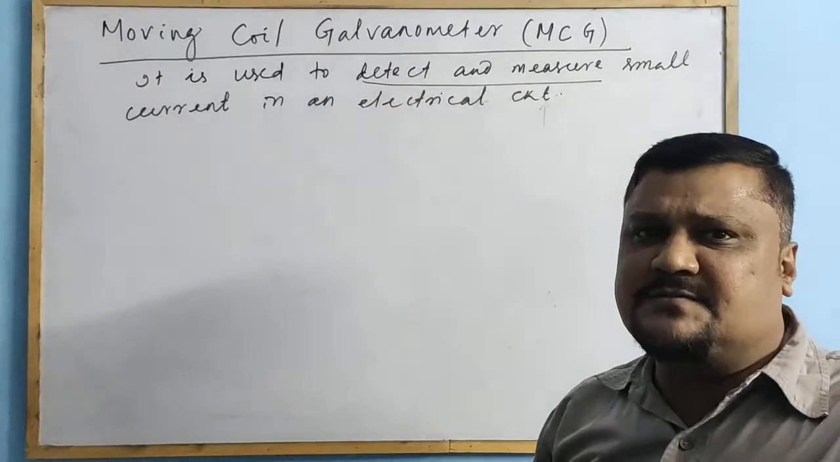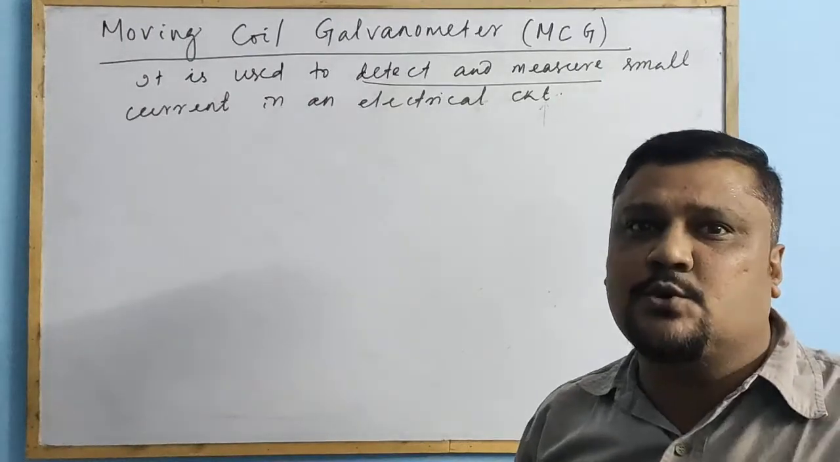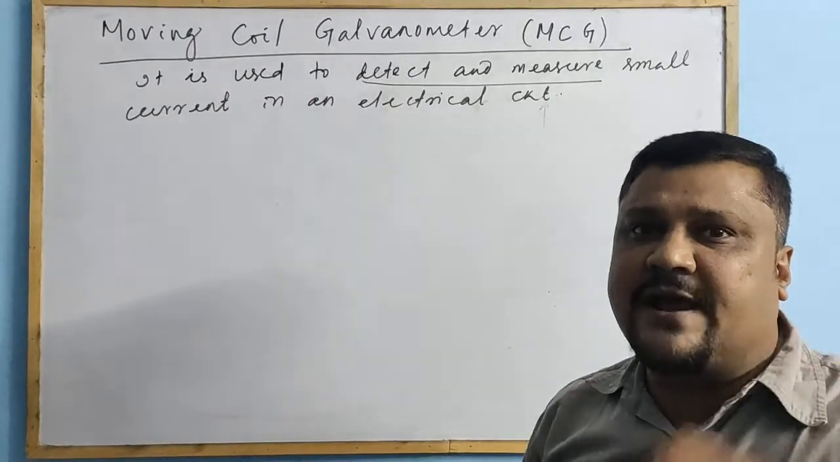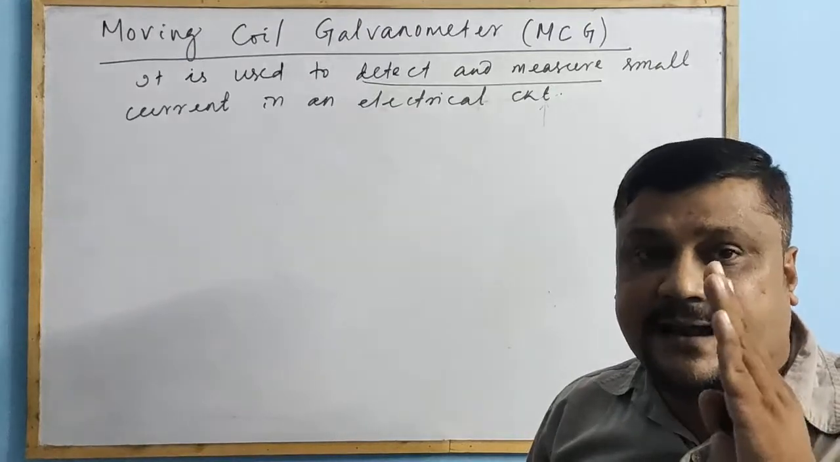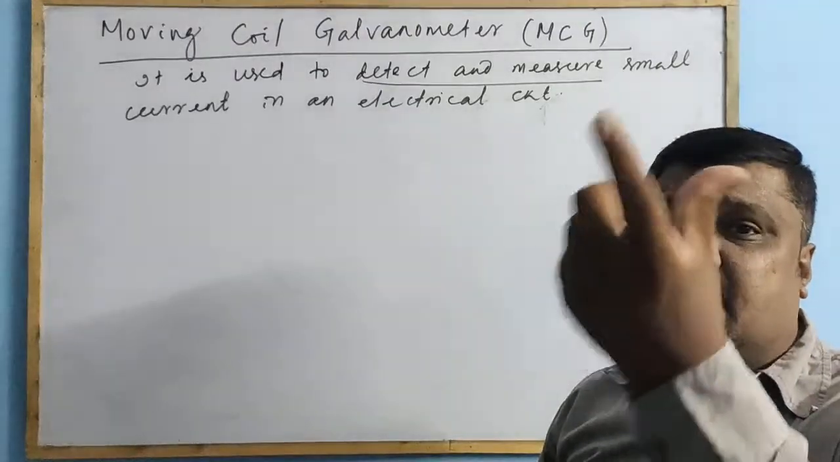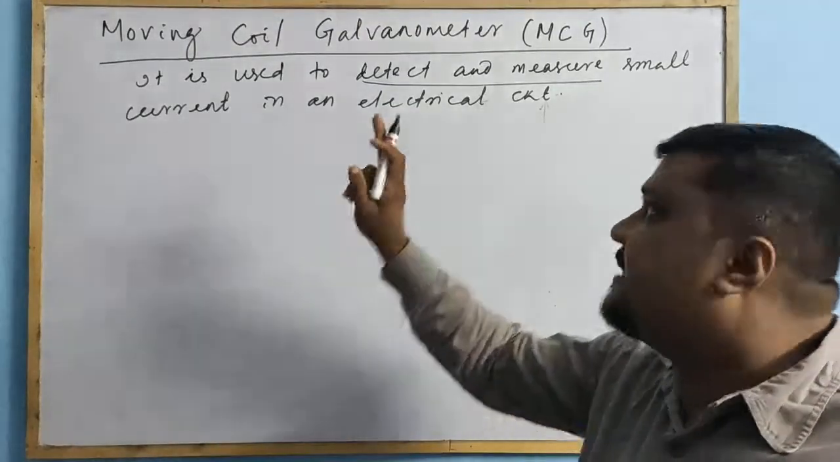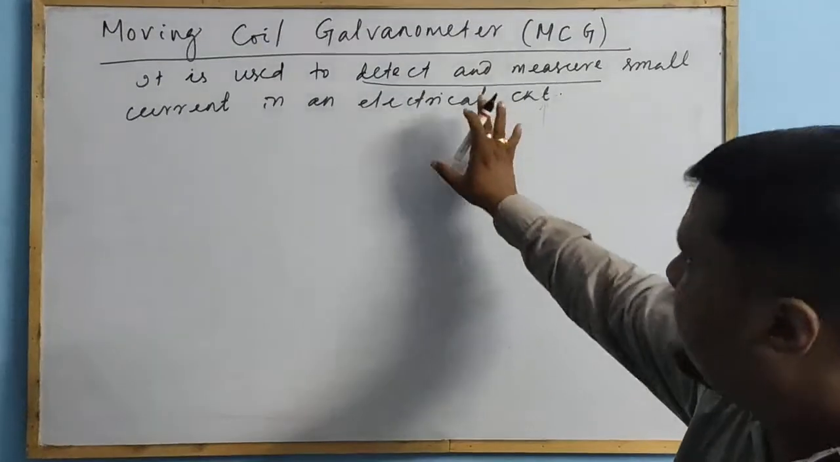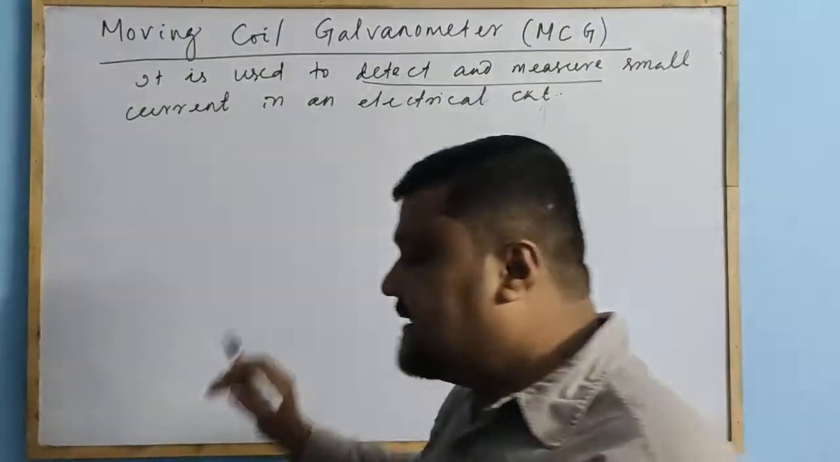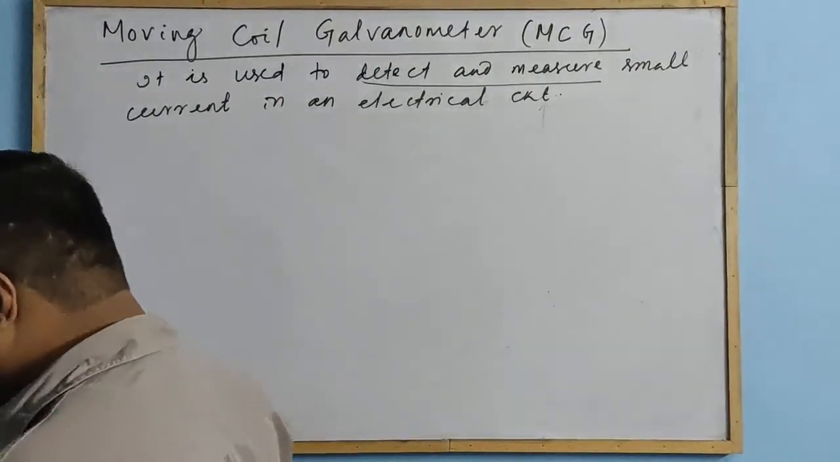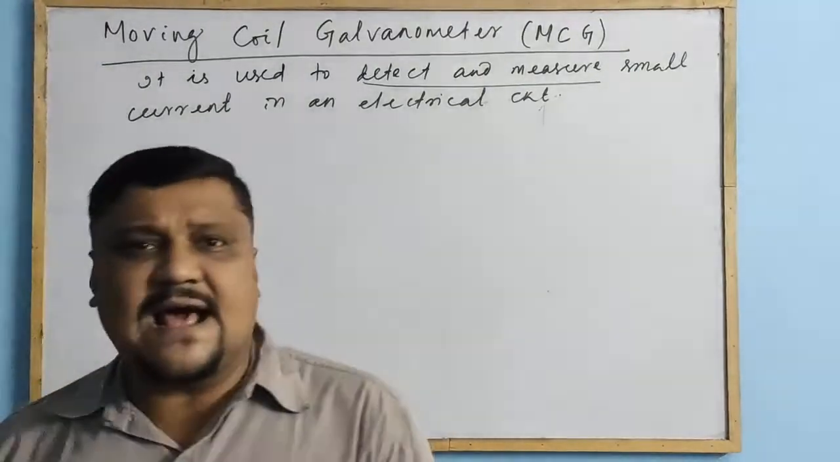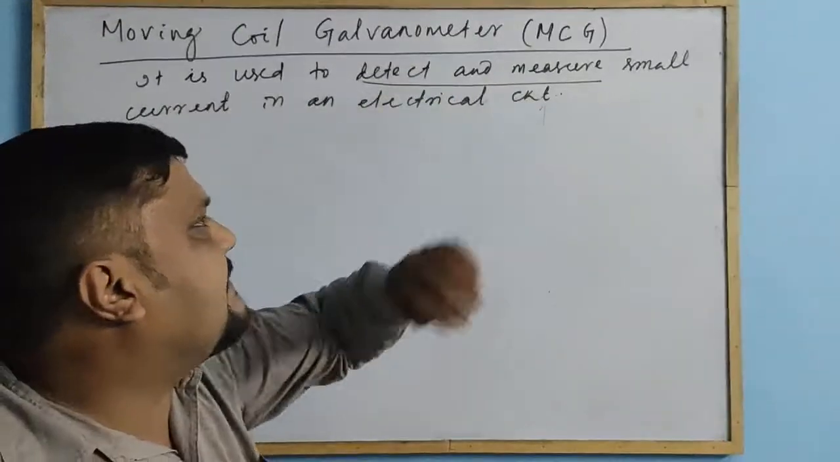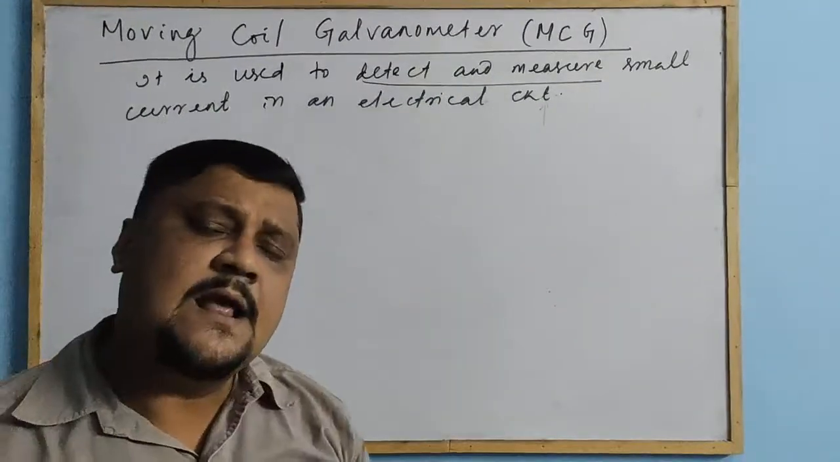Then a question comes to your mind: an ammeter can also do that. Yes, but an ammeter cannot detect very small currents. They cannot be measured by ammeters, but that can be measured by a galvanometer. Clear? This is the use of the galvanometer. So the moving coil galvanometer is used to detect and measure the small current in an electrical circuit.